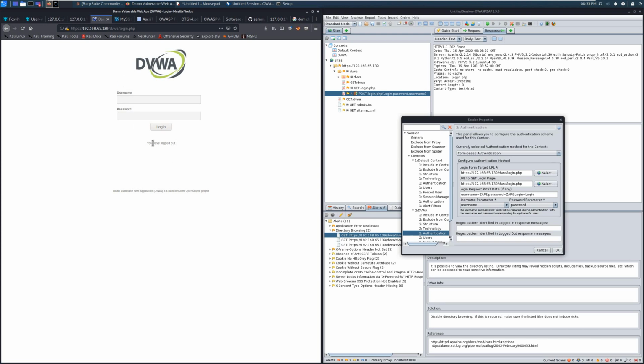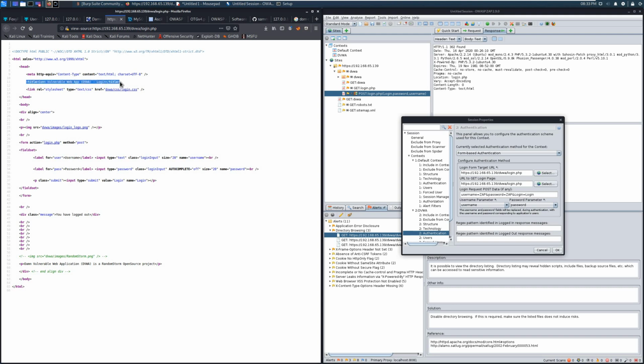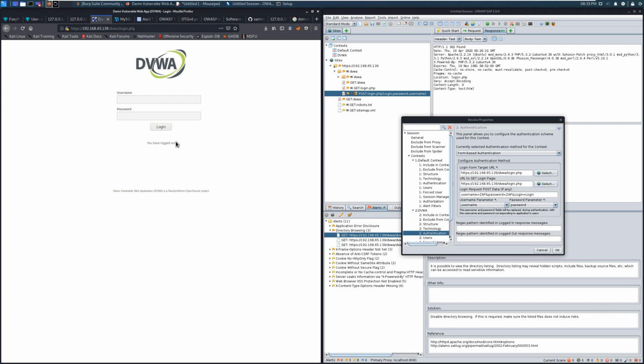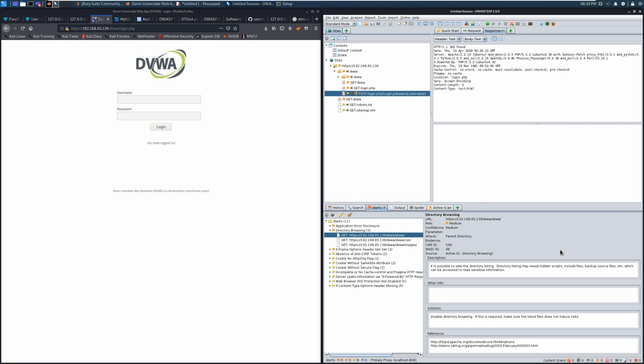For DVVA you could copy you have logged out, for example, or which is even better, you can just take the title, because this one is definitely unique. I'm not actually sure, so you can just copy this, because maybe if we use just this sentence, you have logged out, maybe that is used already somewhere in the application, somewhere in the text, but this title thing is definitely not. So you can copy it and add it here, regex pattern identified in logged out response, and you just paste it. And you just click OK. That's it. And very last thing you need to do is to click on this button, which is called forced user mode. Now it's disabled, so we need to enable it. Okay, it's enabled. And now we should be actually set for authenticated scan.